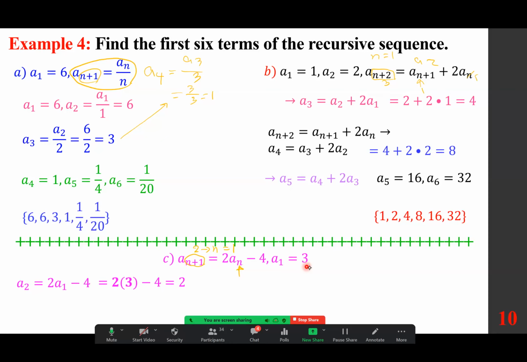If I want the next one, if I want this to be 3, a sub 3, then I want 2a sub 2 minus 4. And a sub 2 is 2. 2 times 2, 4 minus 4 gives us 0. So as long as you can show work for 2 of them, you can figure out the rest of them. So again, we did a few of them. Please do the rest of them on your own, making sure you can come up with the answer. I hope it's pretty straightforward.